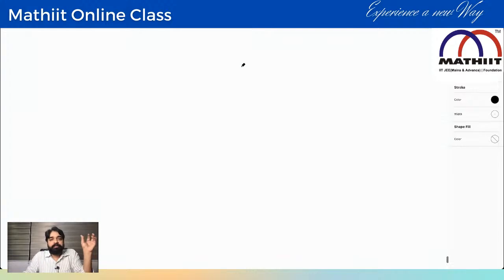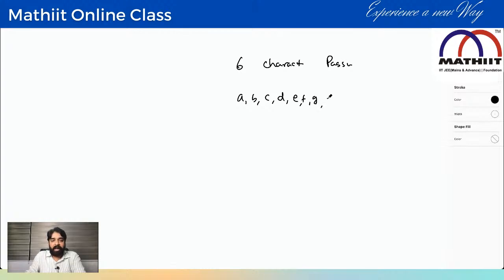Suppose I want to make a 6-letter password, 6-character password. Later I should not say 6-character password. Using A, B, C, D, E, F, G, H, 1, 2, 3, 4. Sorry. A, B, C, D, E, A, B. Yes, this many only.